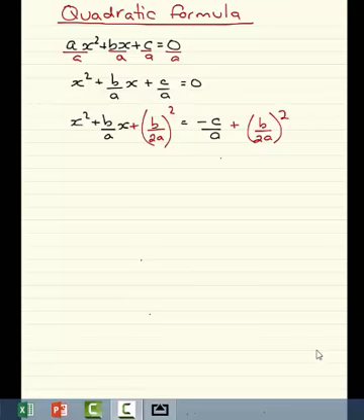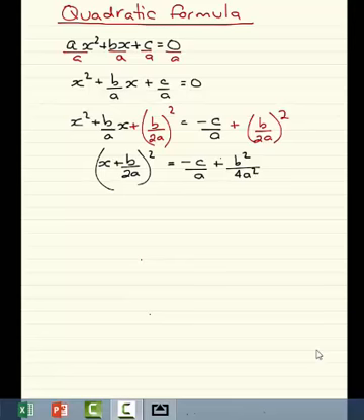So once we know that this is a perfect square, we can then factorize it. The factors of x squared plus b over a x plus b over 2a all squared are x plus b over 2a all squared. So that is equal to, on the right hand side, we've still got our minus c over a, but the b over 2a all squared becomes b squared all over 4a squared.